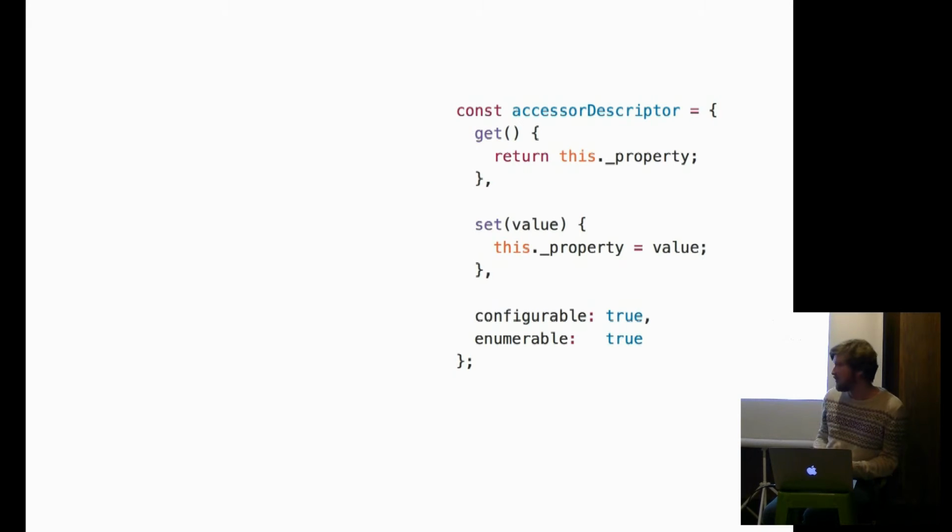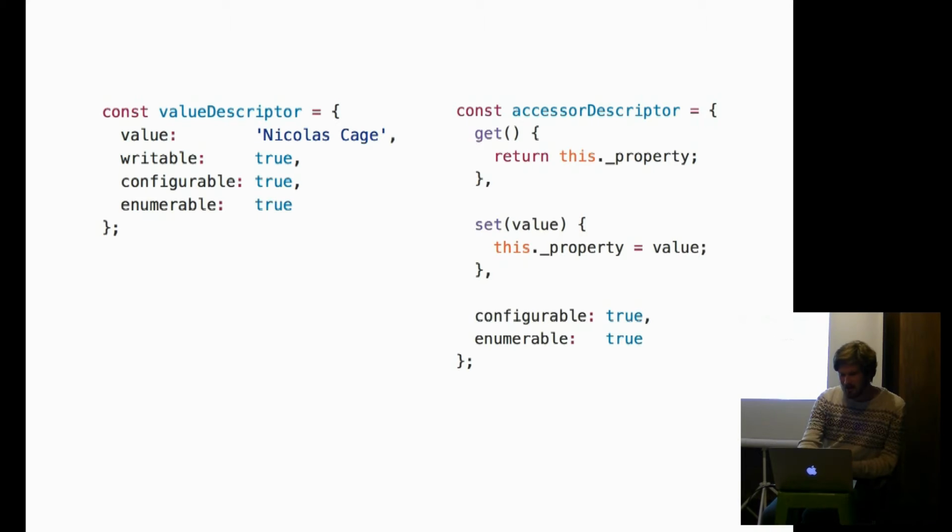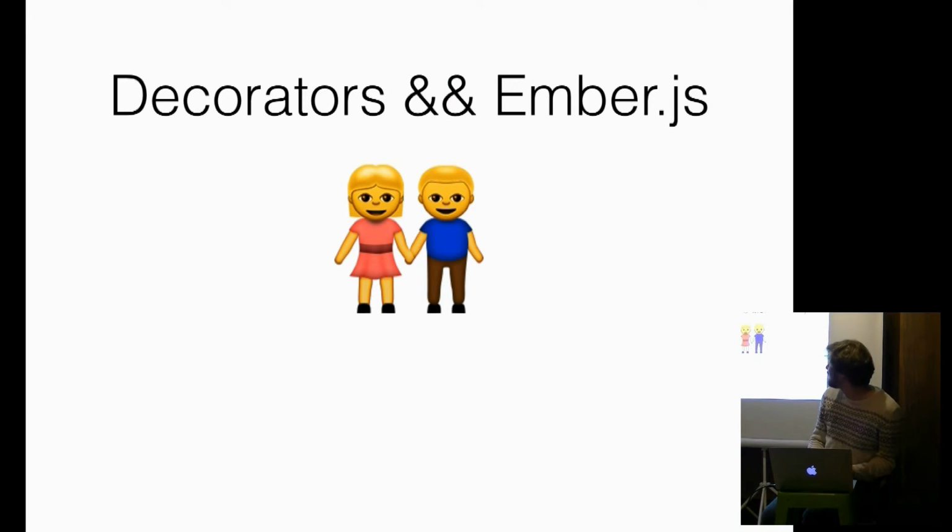This one is from ECMAScript 5, like you can do the get foo and set foo. The descriptor looks like this, so the get and set functions are the individual functions for your accessor, and then you also have the configurable and enumerable attributes. So here are both. Well, my title of the talk was Decorators with Ember.js, so I guess I have to talk about that too.